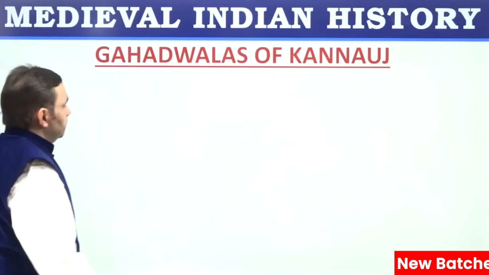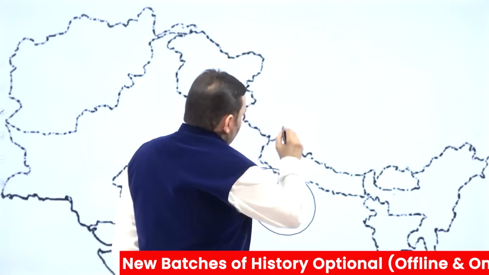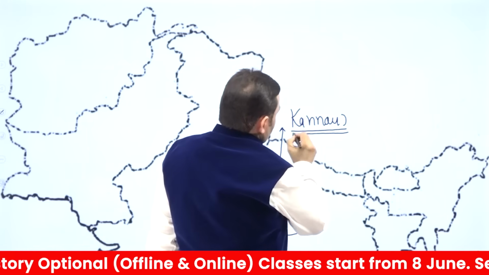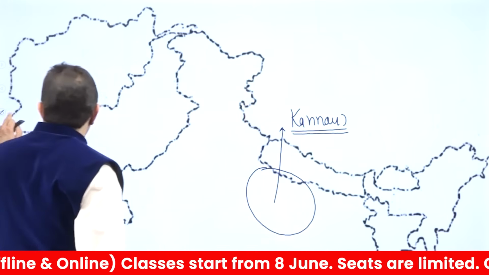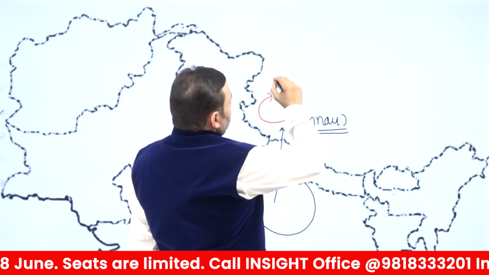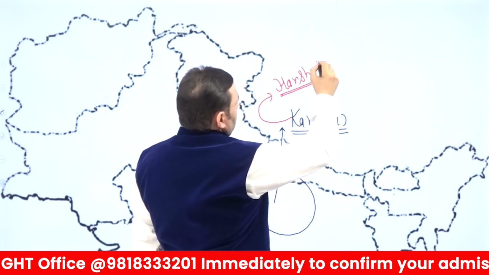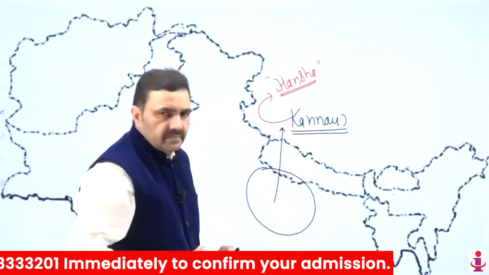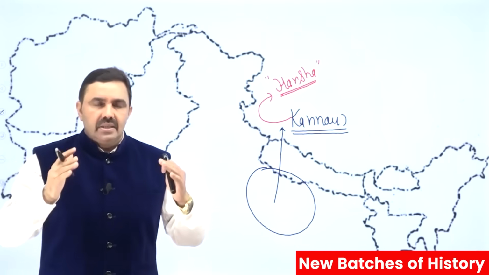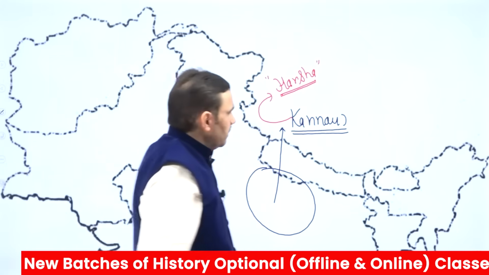Kannauj Gahadwalas. The Gahadwalas of Kannauj were ruling over this vast area. And Kannauj was a city of great significance. Kannauj gained significance in the age of Harshvardhan. It was the capital of Harshvardhan. Harshvardhan, if you recall, was from Thanesar. His father was the king of Thanesar. Thanesar is near Kurukshetra in Haryana. Harsha had shifted his capital to Kannauj.